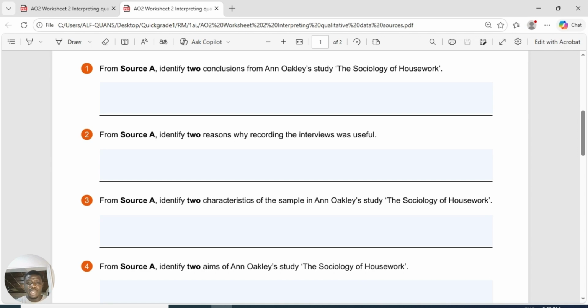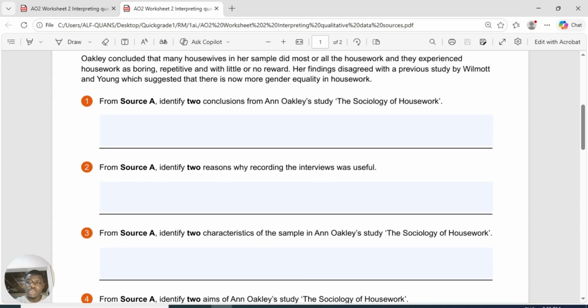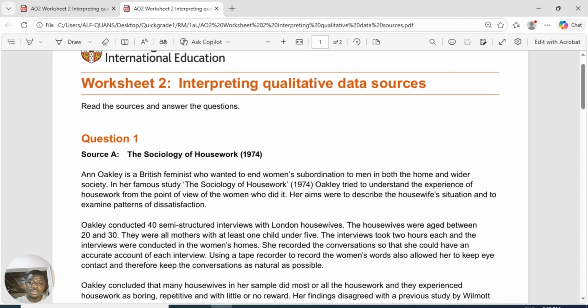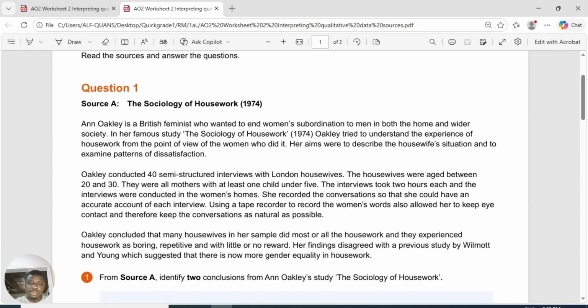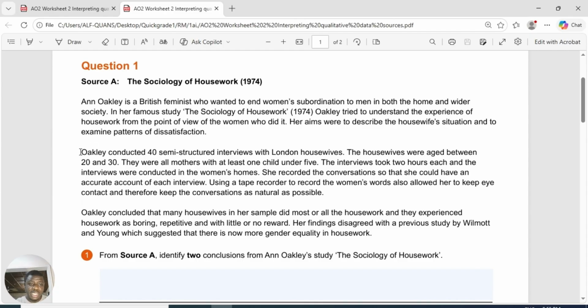From source A, identify two characteristics of the sample in an Oakley study, the sociology of housework. If you look at the characteristics in the same paragraph 2, the first and the second line, we can get our answers from there. Oakley conducted 40 semi-structured interviews with London housewives. The housewives were aged between 20 and 30. They were all mothers with at least one child under 5.